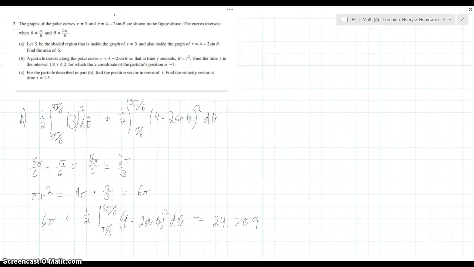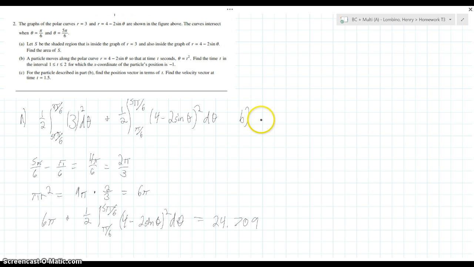Okay, for part B, a particle moves along the polar curve r equals 4 minus 2 sine theta, so that at time t seconds, theta equals t squared. Find the time t, where t is greater than or equal to 1 and less than or equal to 2, for which the x-coordinate of the particle's position is -1. So what this is asking you to do is solve the x-coordinate in terms of t. Now, this is a polar function, so you're going to have to solve for x.